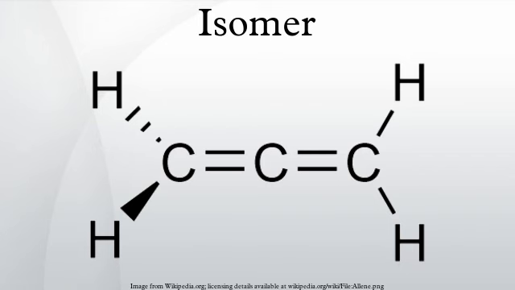In skeletal isomers, the main carbon chain is different between the two isomers. This type of isomerism is most identifiable in secondary and tertiary alcohol isomers.